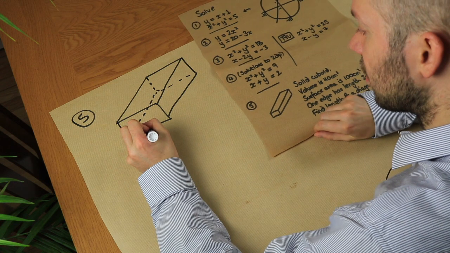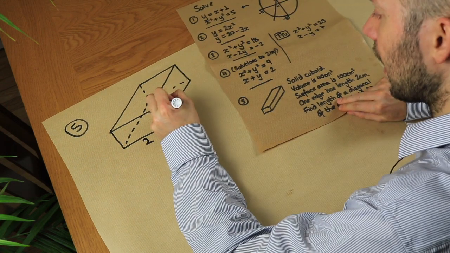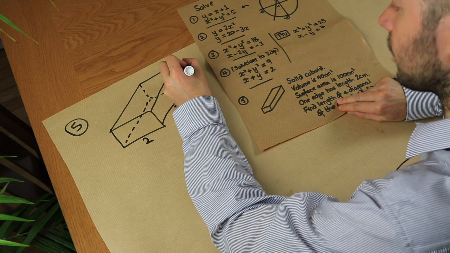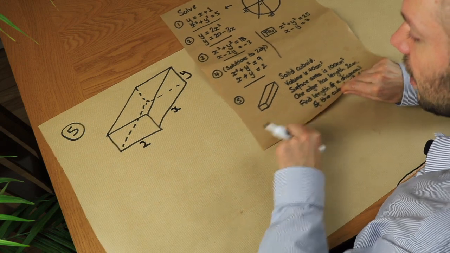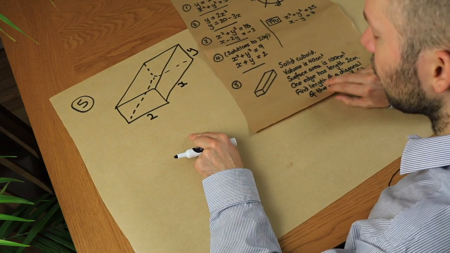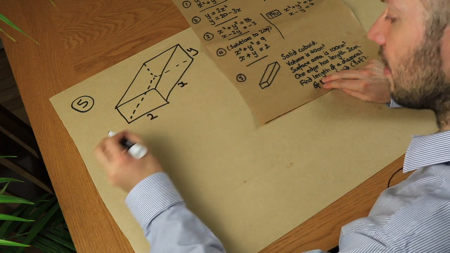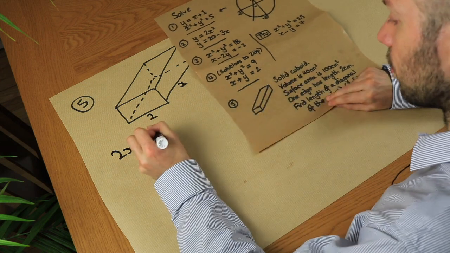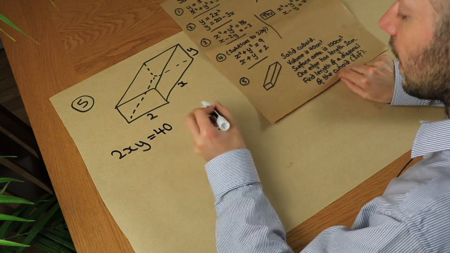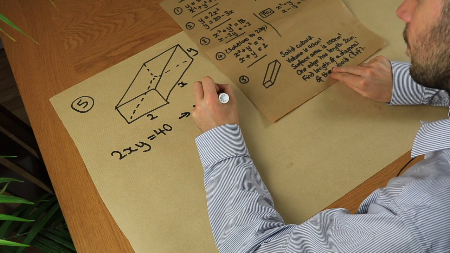So one of the lengths is 2, and then we don't know the other two lengths, so let's just make them x and y. Now we're told the volume is 40 centimetres cubed, so let's try and model that. So what is the volume using our variables? Well, it would just be length times breadth times height, so it'd be 2 times x times y, and we're told that is equal to 40. Now if we divide both sides by 2, we just get xy is equal to 20.